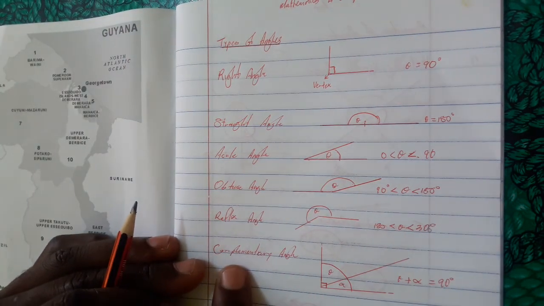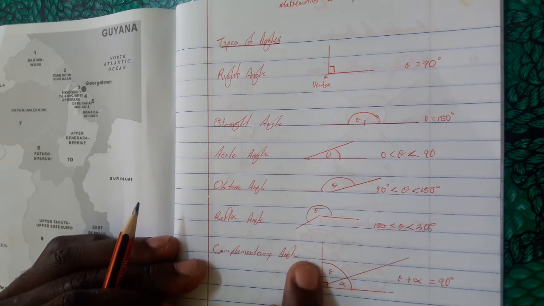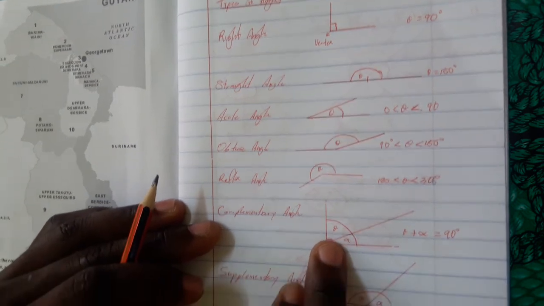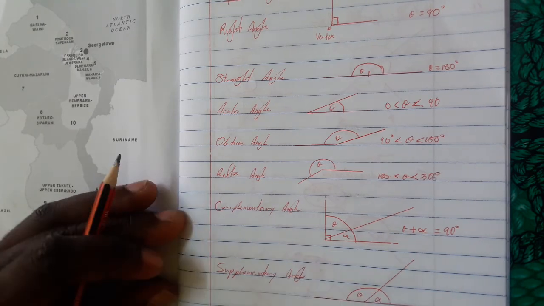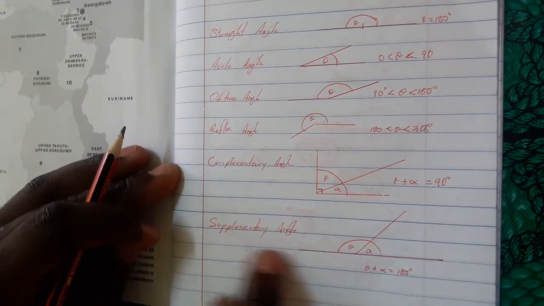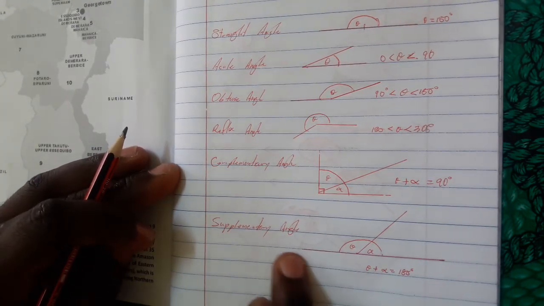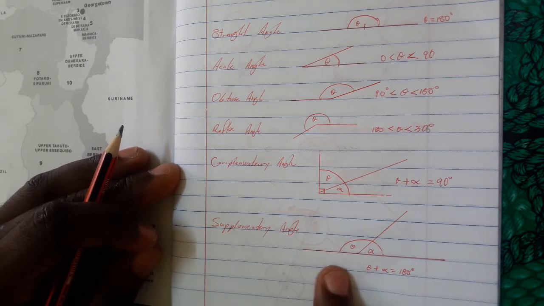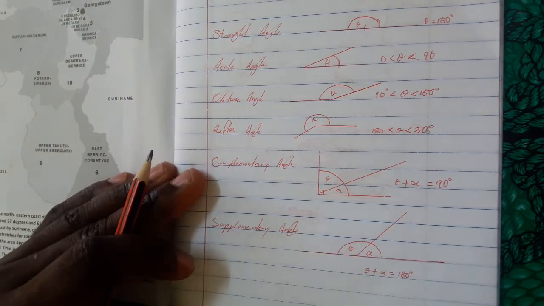Then there's the complementary angles. When you have two angles and you add them up and you get 90, those angles are called complementary angles. And this is the important one. Everybody needs to remember this one. It's the supplementary angles. When you add up two angles and you get 180, the angles are supplementary.